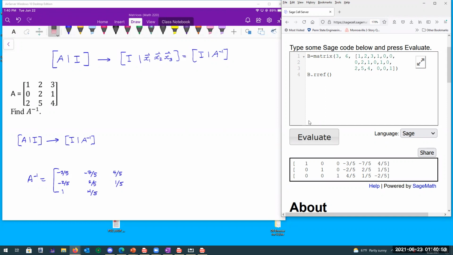Oops. Miswrote that. That last line should be 4/5, 1/5, -2/5. So in the next video, I'll actually show how to do the row reduction by hand. That's a completely optional video if you're interested.